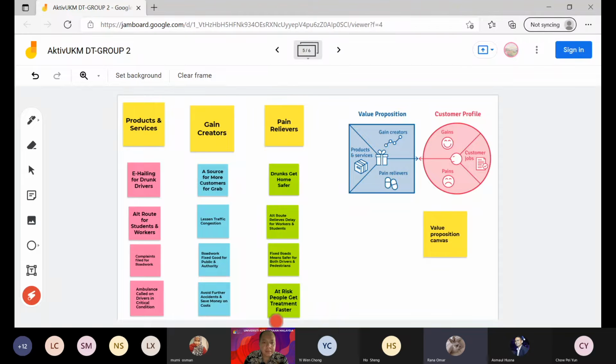But initially, there's going to be 4 services in this road safety app. We plan to add more soon, but as a startup, it's just going to be 4 services for now.